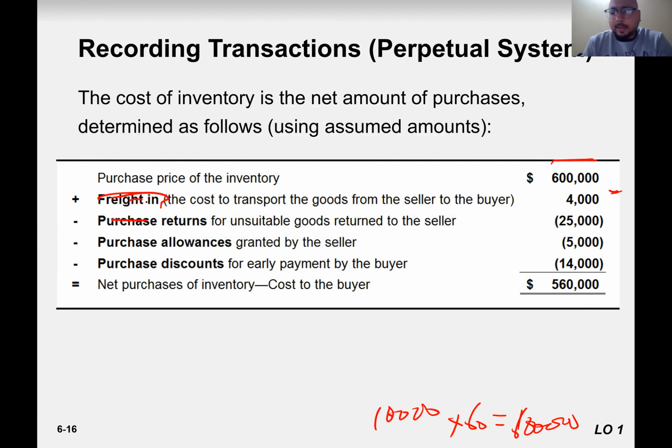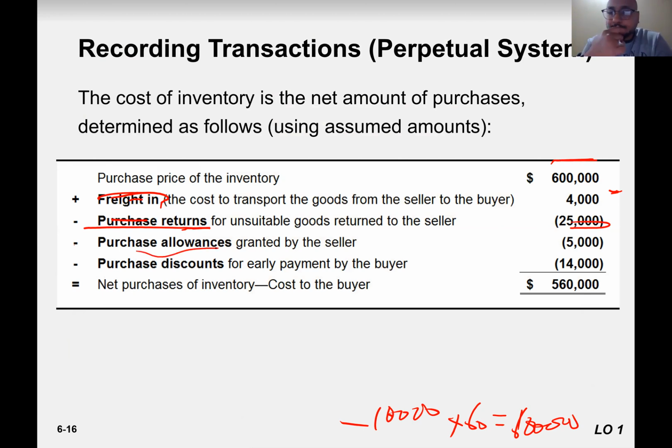Okay. And then I find out that some shampoos, the bottle is not good, not according to my standards, so I return it. So, purchase return. That decreases my cost, right? So you decrease. So 25,000 worth of shampoo is not according to my specification, or expired or near to expiry, so I don't want it, I returned it. So we should reduce.